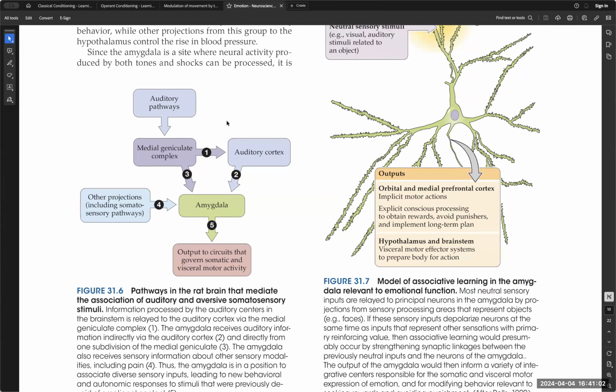Come on, guys. Ventromedial? No, not ventromedial. Medial geniculate, exactly. And the lateral geniculate processes what?